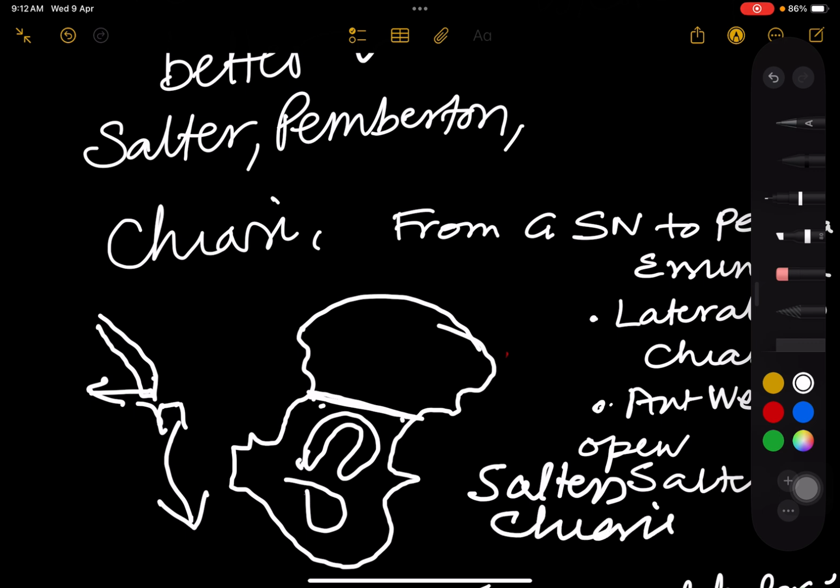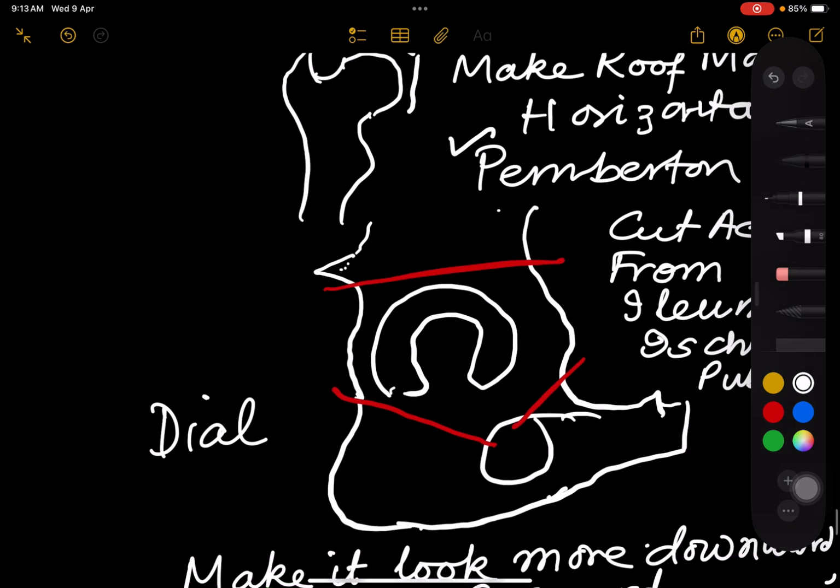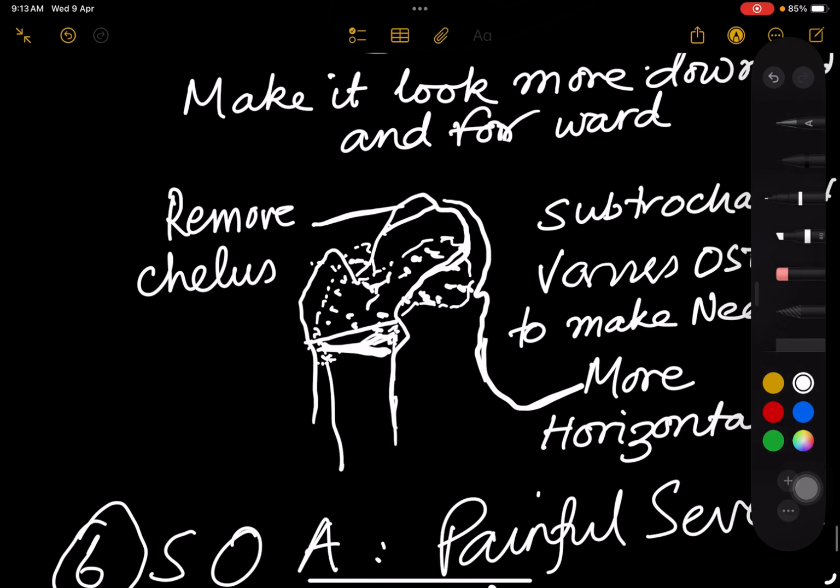The third thing is that you can simply do an osteotomy above the acetabulum and open the wedge laterally, so that the roof of the acetabulum becomes more horizontal. Now that is called Pemberton. And finally, you can detach the acetabulum from the ilium, from the ischium, from the pubis, and align it in the manner that there will be more coverage of the head posteriorly and superiorly. That is called Dial.